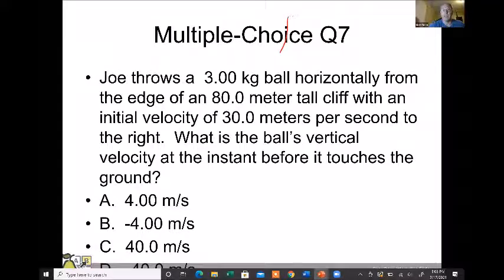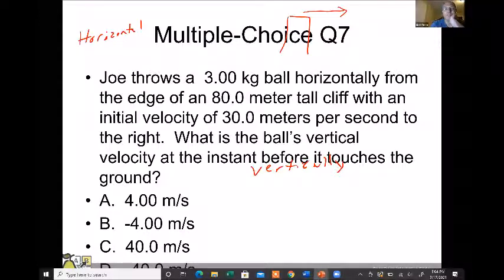So let's just kind of draw out what's going on here. Let's say here's the cliff, and he throws this ball horizontally. So it starts off with only a horizontal speed. When you're working projectile problems like this, you need to think about what's going on horizontally and what's going on vertically separately. So at the beginning of this problem, how fast is this ball moving vertically? Somebody help me out. If he throws the ball horizontally, what's its initial vertical velocity?